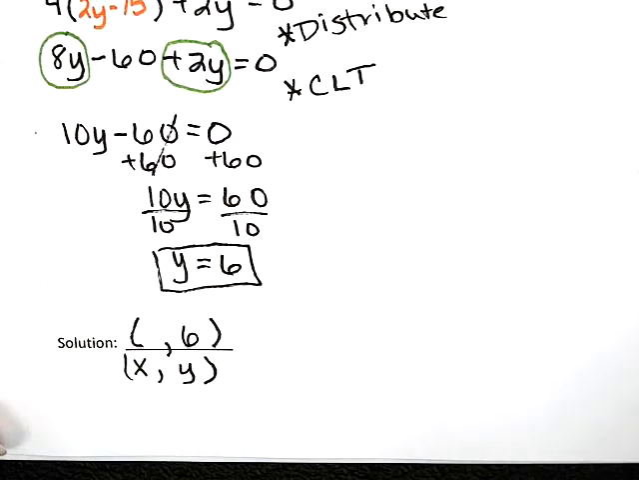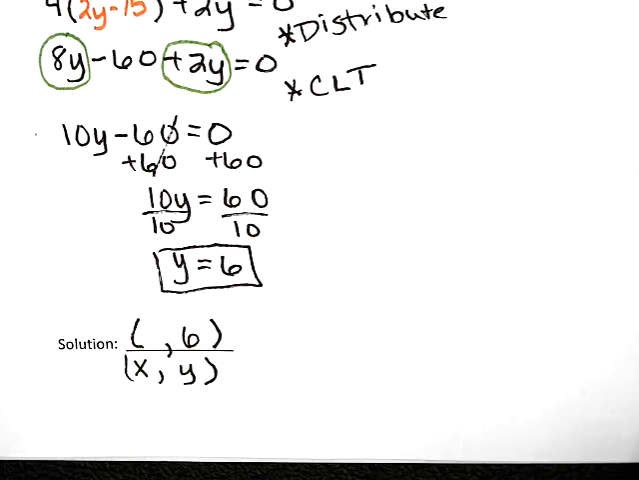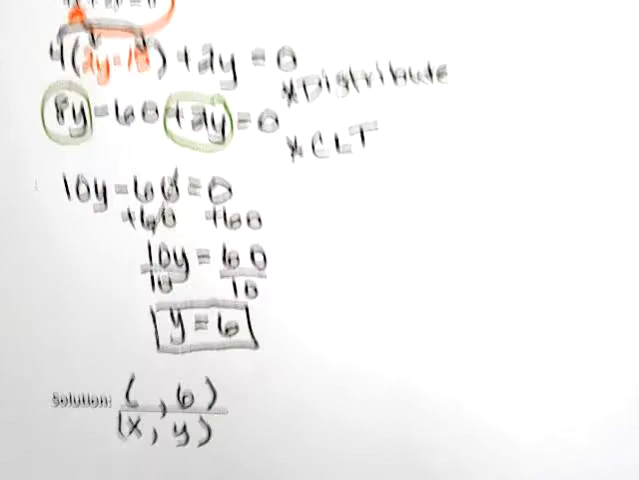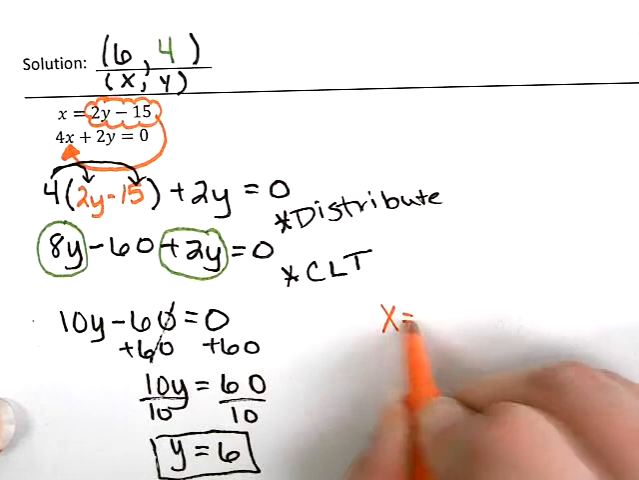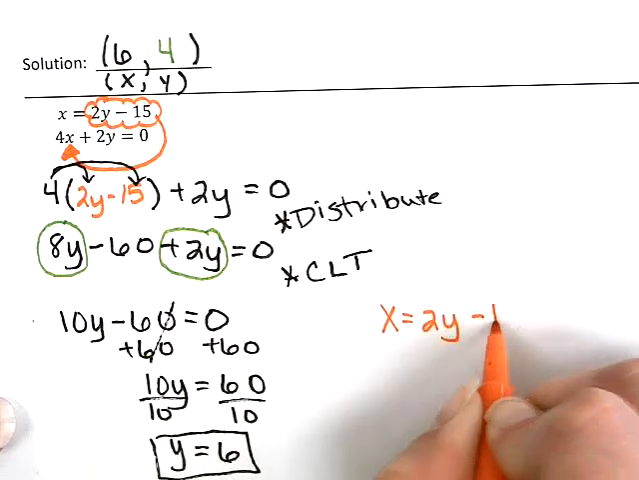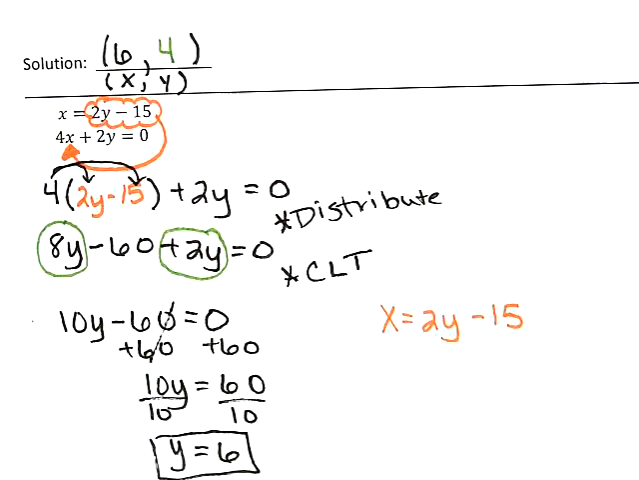Then I have to remember, how do I figure out my other variable? I plugged in a blob, and then I solved, and I distributed, I combined like terms, got a y value by itself. Now I need to figure out how to get x. So let's look at our equations again and remind ourselves that our blob said x equals 2y minus 15. Always go back to your blob equation. It's much easier.